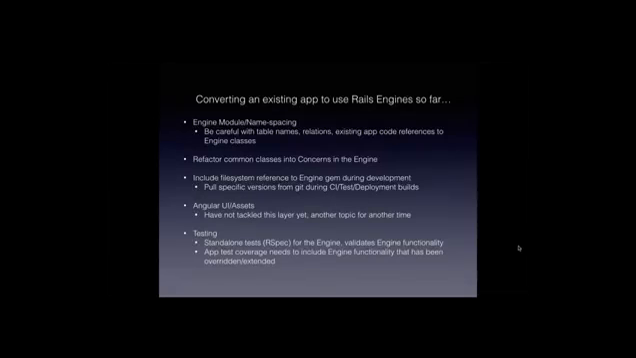Include your file system reference to the engine gem during development. So you saw, I don't know if you remember, in my Gemfile before, I'm actually referring to just a local instance of my engine, not pulling it from Git. So I'm doing my development, in this case, side by side with my application. And then on my CI test deployment builds, I'm actually pulling specific versions of the core over there.